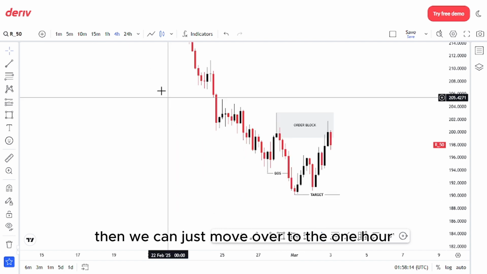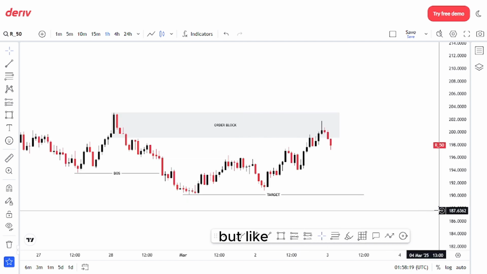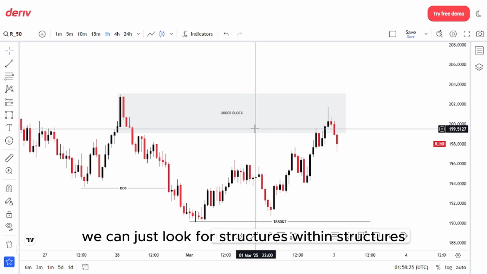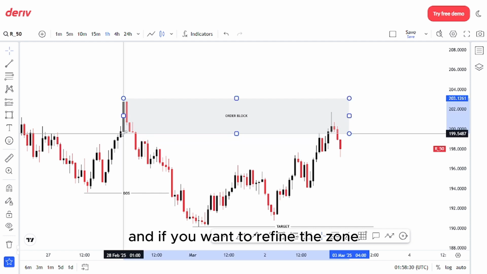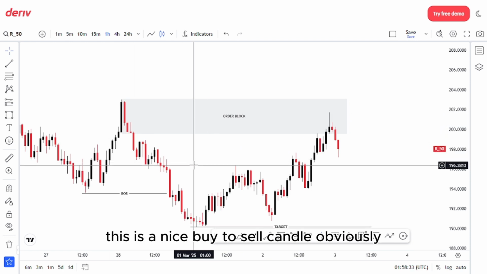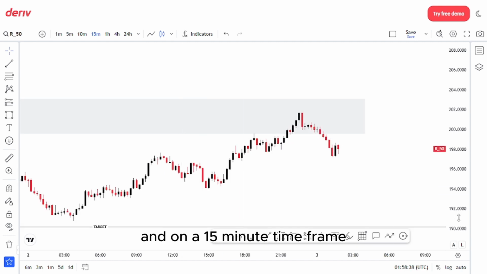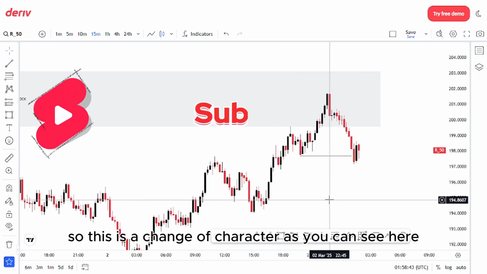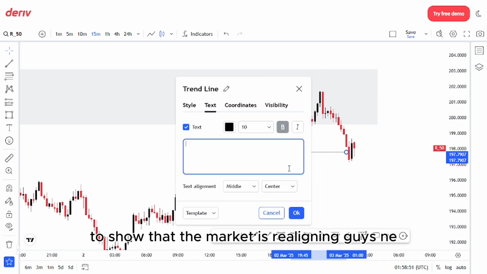Then we can just move over to the 1 hour, just because you can refine on any time frame that you like, but I prefer using the 1 hour and the 15 minutes. So as you can see here, we can just look for structures within structures, and if you want to refine the zone, this is a nice buy to sell candle, obviously. So you can switch to the 15-minute time frame, and on the 15-minute time frame you can refine everything. So this is your change of character. As you can see here, the market was just pushing up, so obviously this is your internal change of character to show that the market is realigning, guys.